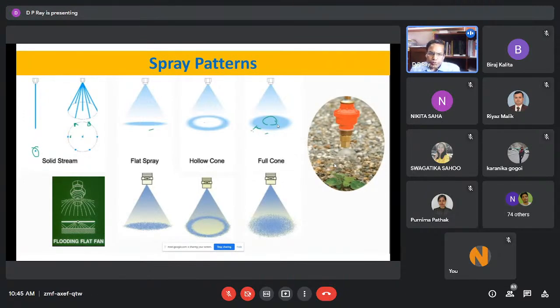But sometimes we want to spray a bigger area, so a flat kind of spray may be utilized. Here in the third, in the top figures, I have shown the flat spray and the hollow cone. In the hollow cone, the middle portion would not be covered, but the outer portion will be covered, while with the full cone the entire area will be covered. In the picture, you can see that when we use the full flat spray, the entire area is covered, with the hollow cone, the cone-shaped area is covered, and with the full cone, how much area it is covering is shown in the pictures.